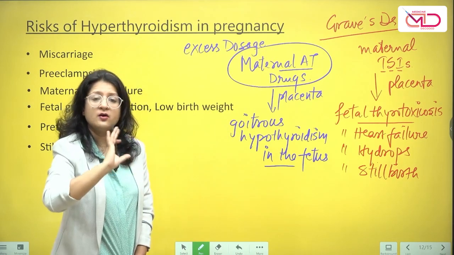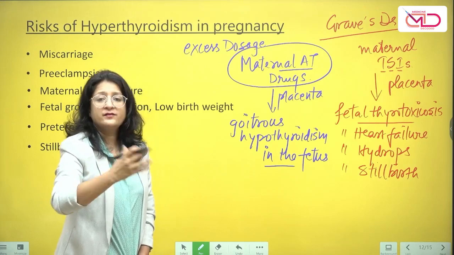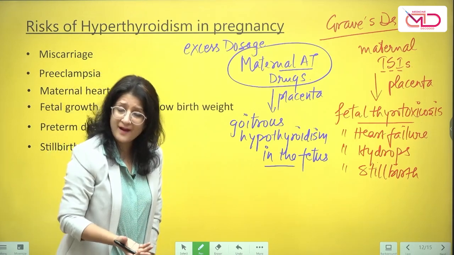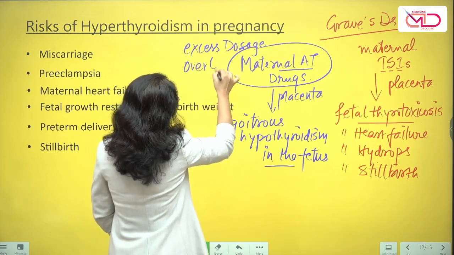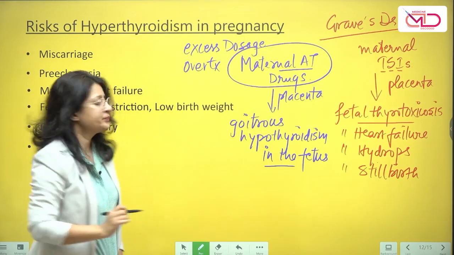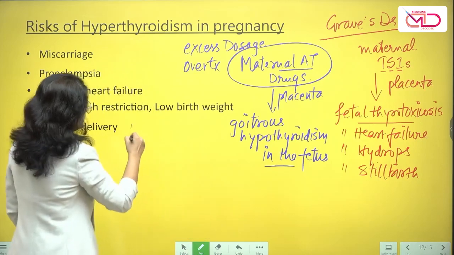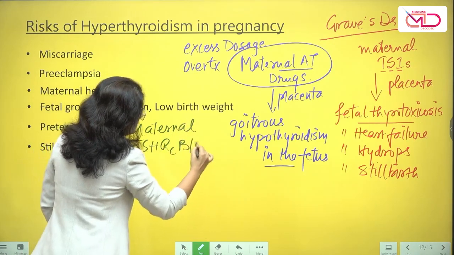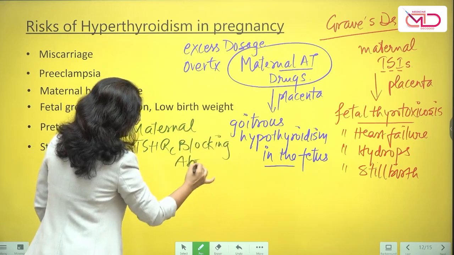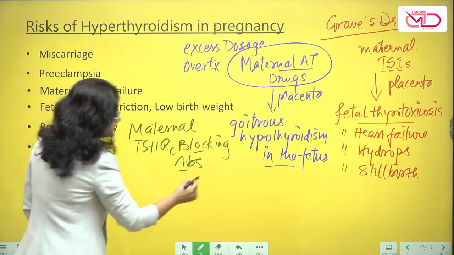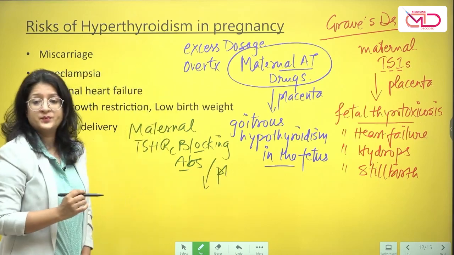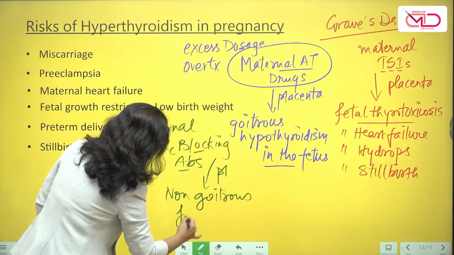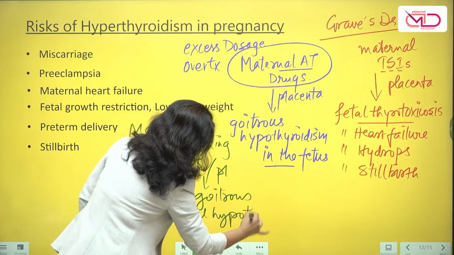Let's say we are not titrating the TSH values and we are not titrating the dosage of the drugs during pregnancy, and we happen to give more dosage than required. Maybe we end up over-treating, then these risks are more likely. And then the third thing that can happen is that sometimes maternal TSH receptor blocking antibodies, different types of antibodies, can cross the placenta and reach the fetus to cause non-goitrous fetal hypothyroidism.